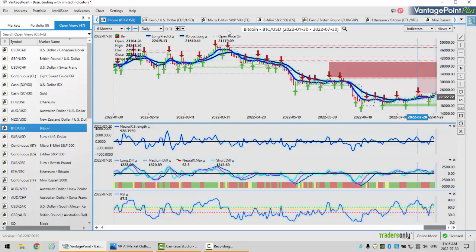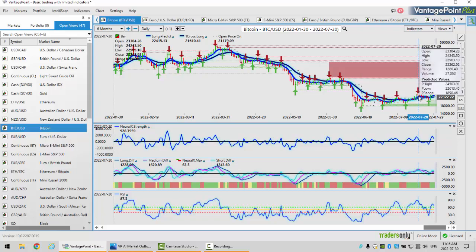The level next week you want to watch is 24,243. If we can break through this, then that would tell me that the stocks are healthier than what we think they are. Still in a downtrend in 2022, but we could see some life. So I would advise to keep a very, very close eye on Bitcoin to see what it actually does here.